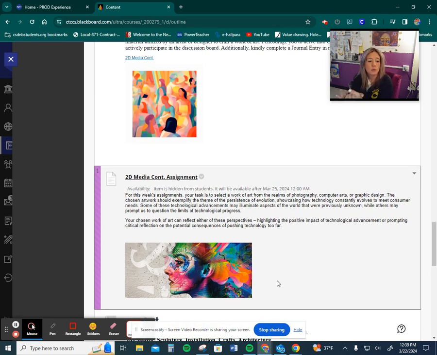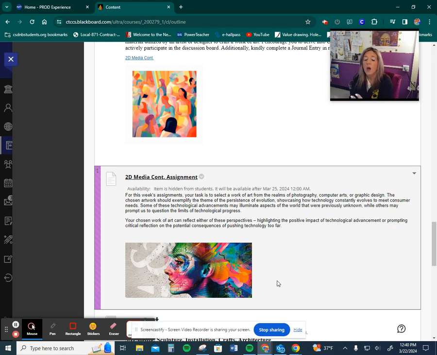So it's 2D media continued, and this is your assignment. Very much like in the past, now you're going to be going out and applying the skills, ideas and concepts that you've learned this past week. For this week's assignment, your task is to select a work of art in the realms of photography, computer arts, or graphic design. Just one work of art. The chosen work of art should exemplify the theme of persistence of evolution.